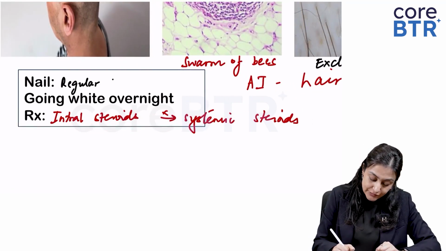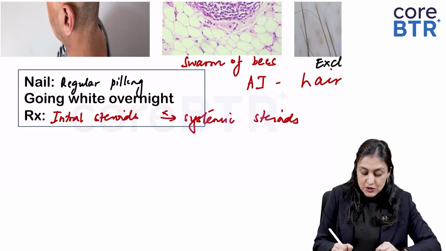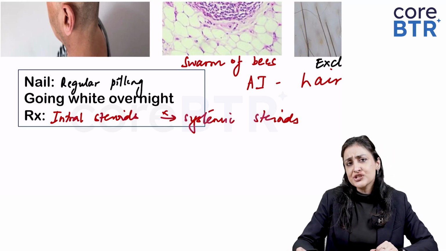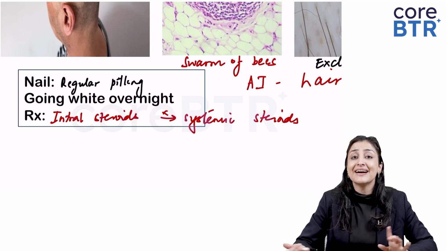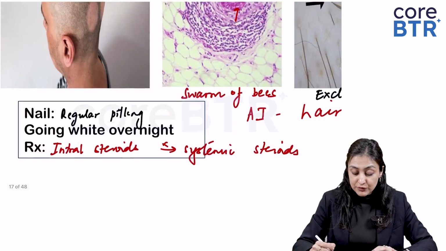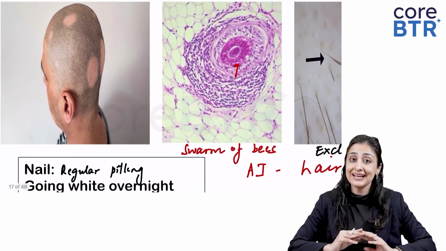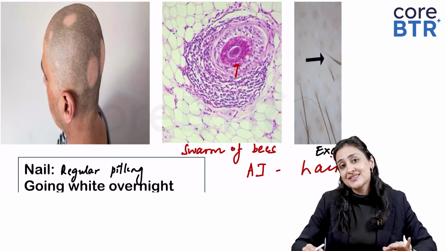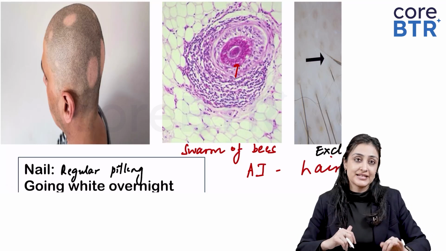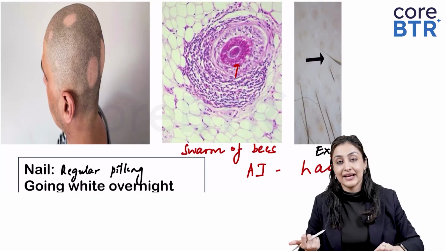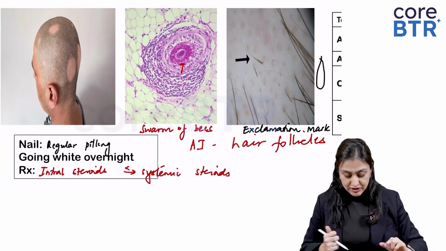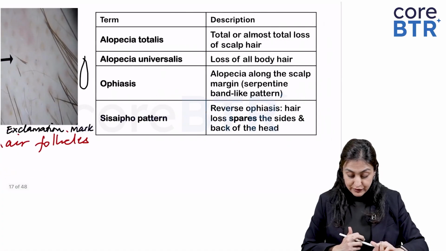Where did we study irregular pitting? That was psoriasis. And the patient here will come and tell you that he went white overnight. You have to tell him that you've not gone white overnight. Your black hair have left. So basically, this is a disease which does not affect the white hair. So the patient will feel only white hairs are left. So that is the going white overnight phenomenon.